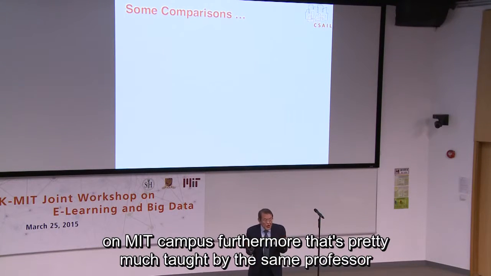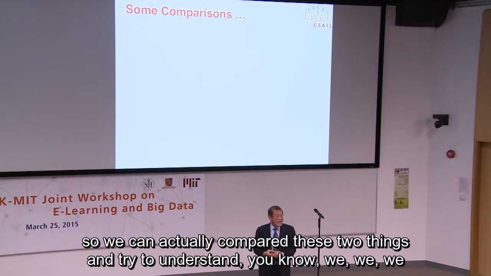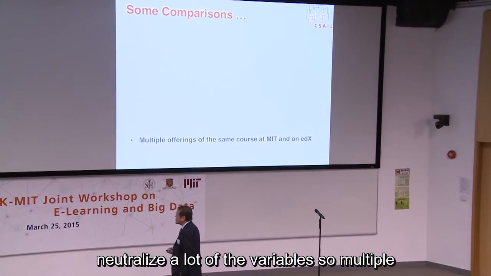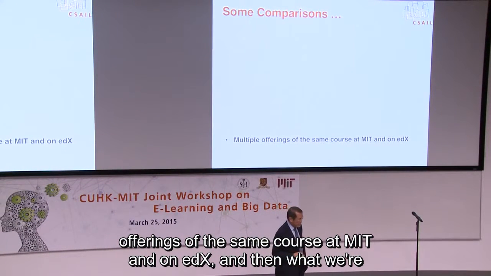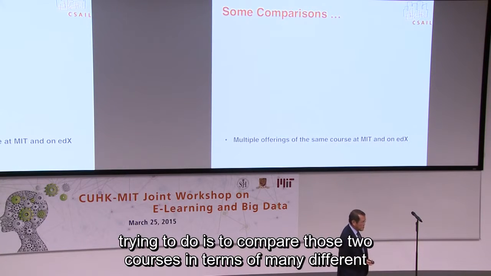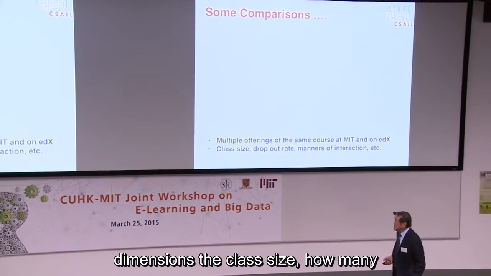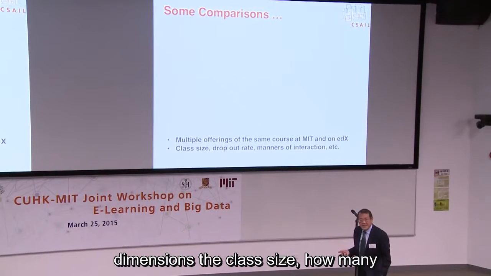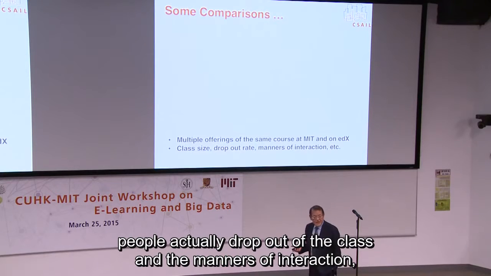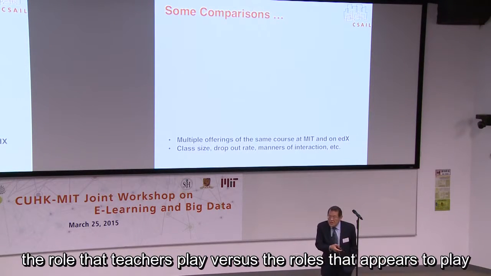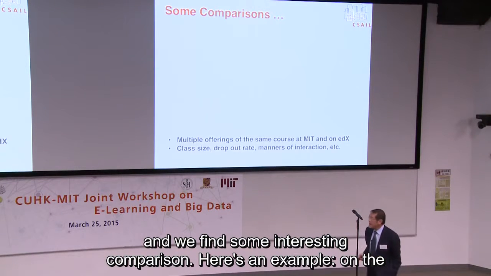Furthermore, that's pretty much taught by the same professor. So we can actually compare these two things and try to understand. You know, we neutralize a lot of the variables. So multiple offerings of the same course at MIT and on edX. And then what we're trying to do is to compare those 2 courses in terms of many different dimensions. The class size, how many people actually drop out of the class, and the manner of interaction, the role that teachers play versus the roles that the peers play. And we find some interesting comparisons.